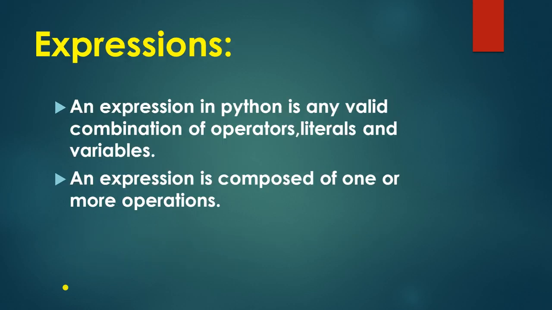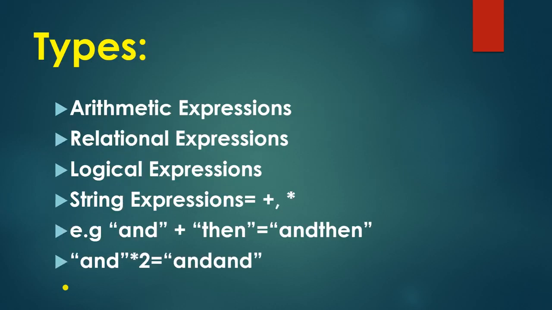So next is expression. What is an expression? An expression in Python is any valid combination of operators, literals and variables. An expression is composed of one or more operations. Next are the types of expression. The first one is the arithmetic expression, for example a + b. It involves numbers: integers, floating point numbers and complex numbers.